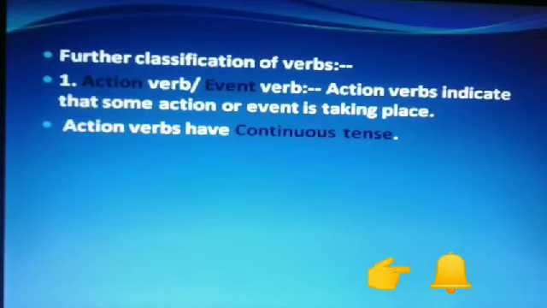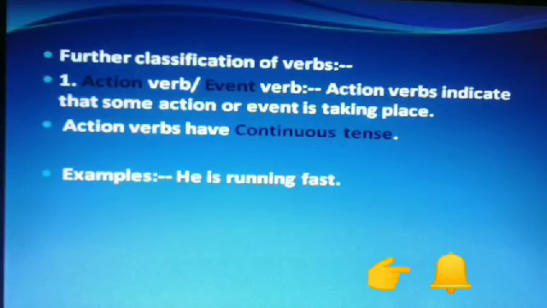In the first example, he is running fast. Running is an action verb because it denotes an action. It denotes something is happening, something is taking place before our eyes, something is changing. And they go to school. That is also a movement. That is also an action. That is also an activity. That is also doing something. So it is an action verb.